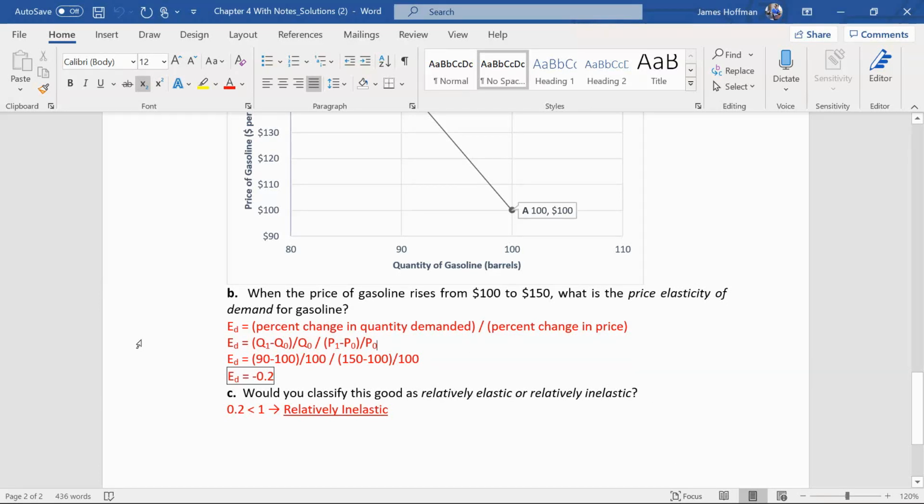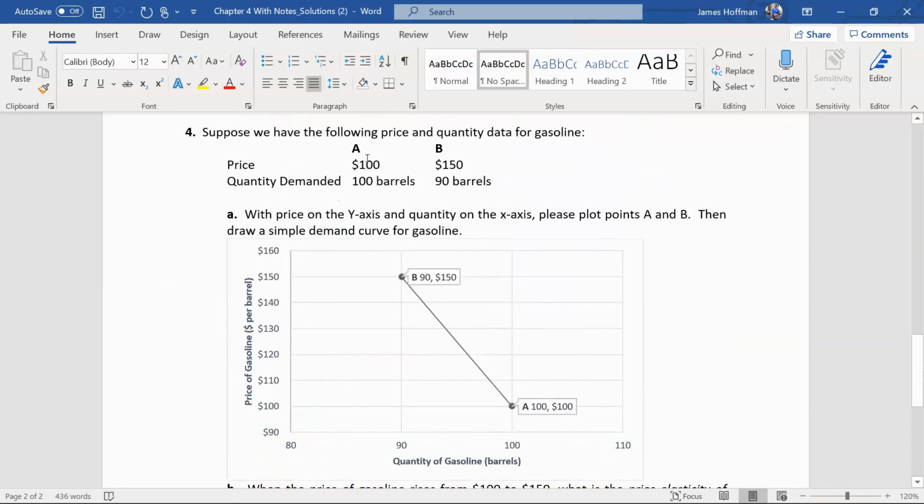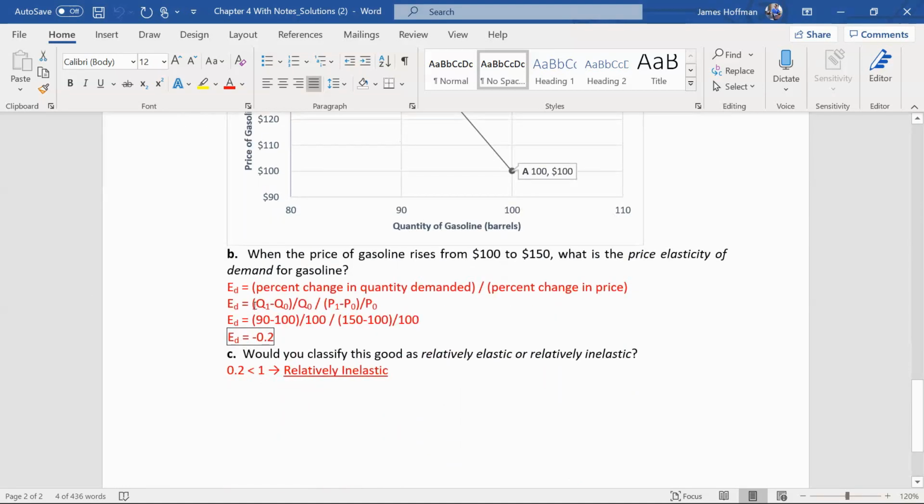Okay, next step, just plug in the numbers. So basically Q1 is the newer quantity. So the quantity went from 100 to 90, right? So the initial quantity is 100, the new quantity is 90. So 90 minus 100 over 100.